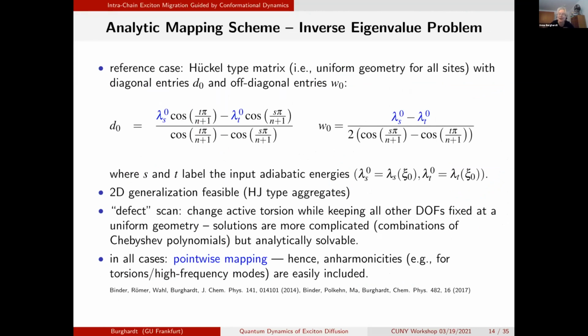Just to explain this inverse eigenvalue mapping, it's actually a very simple idea. Think of a Huckel type matrix. We have analytical solutions for the Huckel problem.